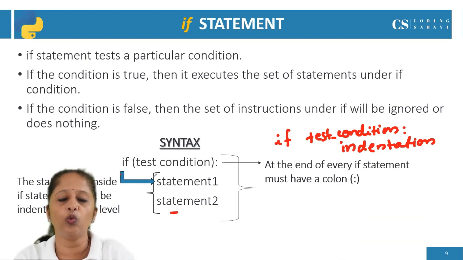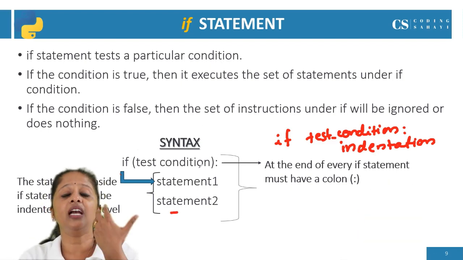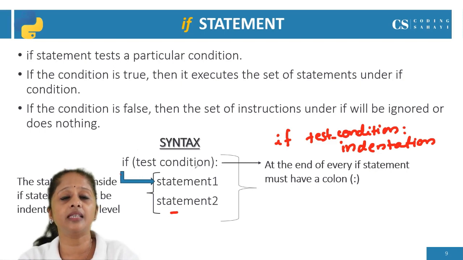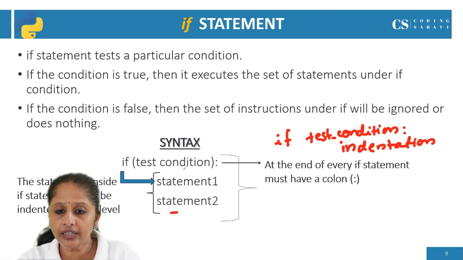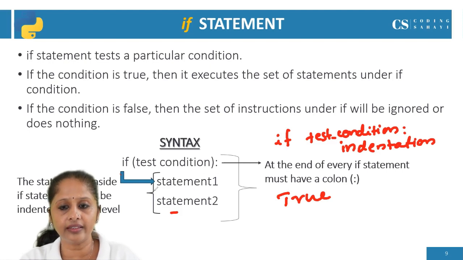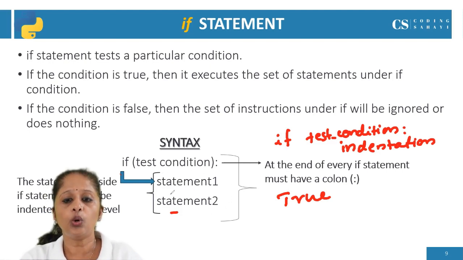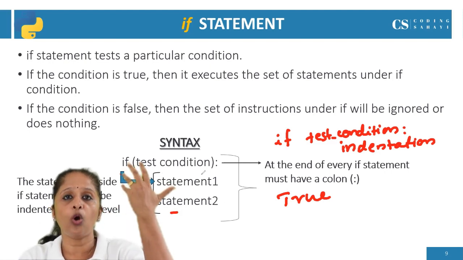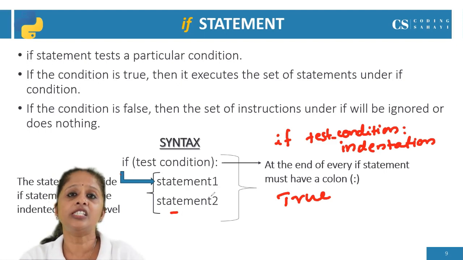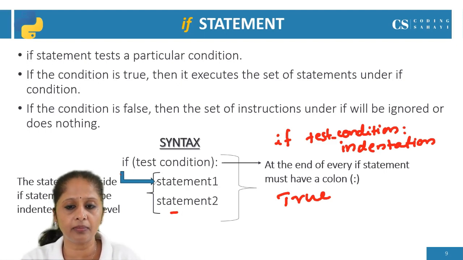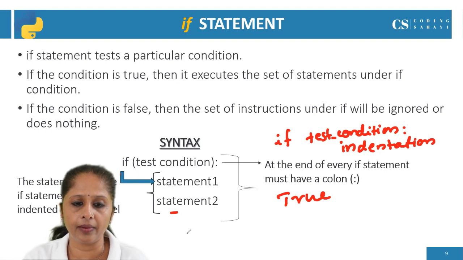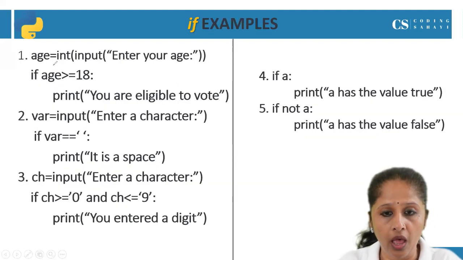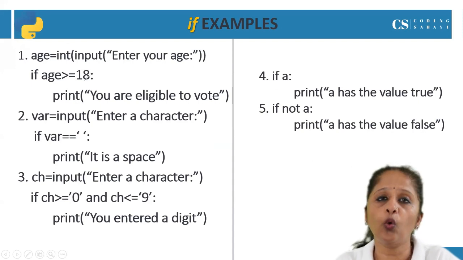So how does it work? With if test condition, you are giving a condition and checking whether it is true or false. If the test condition evaluates to true, then the set of statements under that if condition will be executed. That is the working of the if condition. Here we don't have any other opposite condition. If the condition is not satisfied, that is false, then this set of statements will not be executed and your program will continue. Let's see an example. Here I have written a program to check whether you are eligible to vote or not.